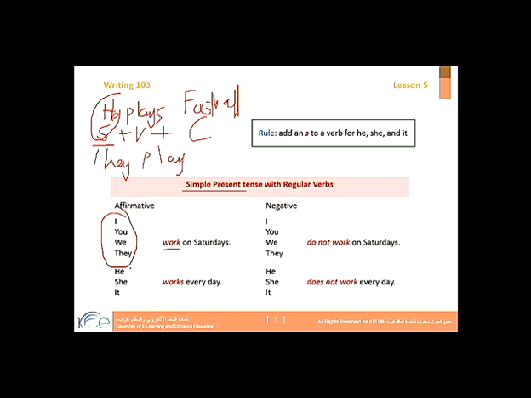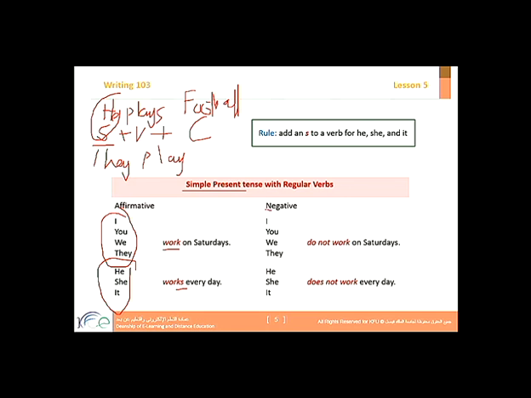Now, if the subject is he, she, or it, then we add s to the verb. So he works every day. She works every day, or it works every day. It's the same. We add s to the verb.